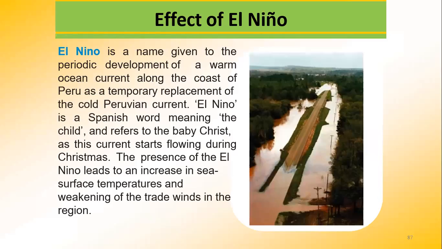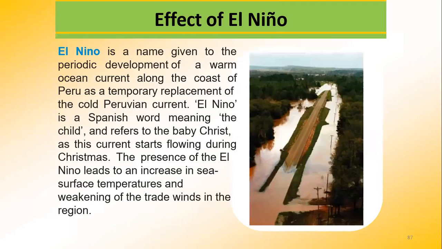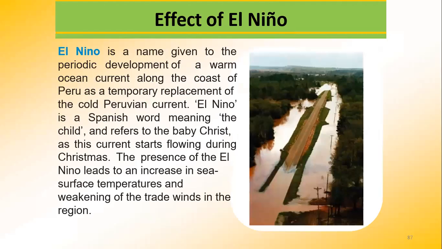Now, effects of El Nino. El Nino is a name given to the periodic development, that means it's not always, it happens periodically, of a warm current along the coast of Peru. Along the coast of Peru, a warm current is formed. It is a narrow current of warm water, and this appears off the coast of Peru in the month of December. Now what happens is it is a replacement of the cold Peruvian current.